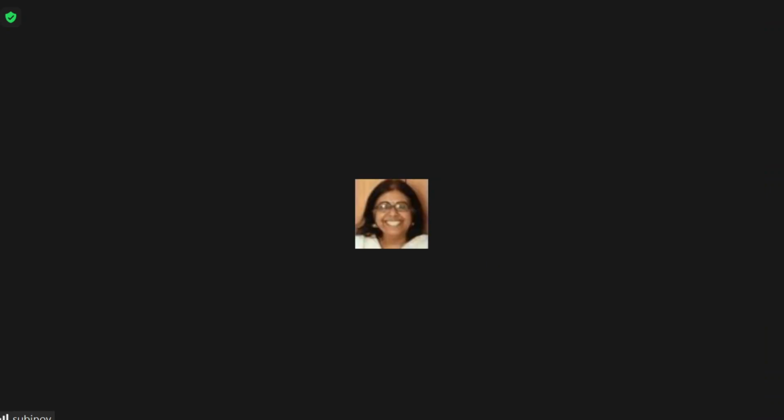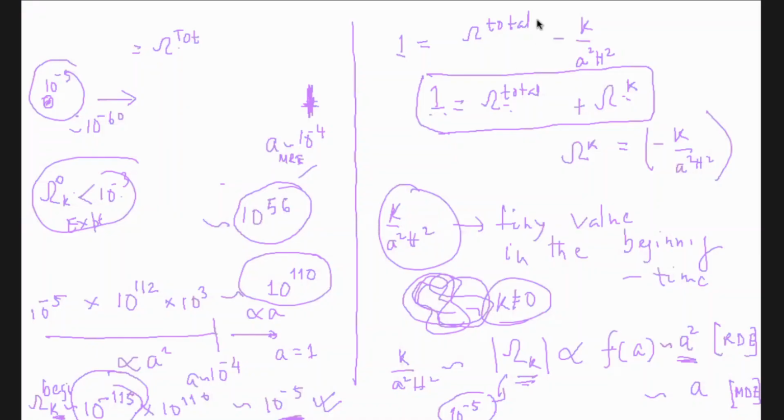The question now is: this omega k, whatever its value, k by a squared, has to be 10 to the power minus 115 or even lesser than that. So who made it so low? Because it's not easy to start with a number like that.